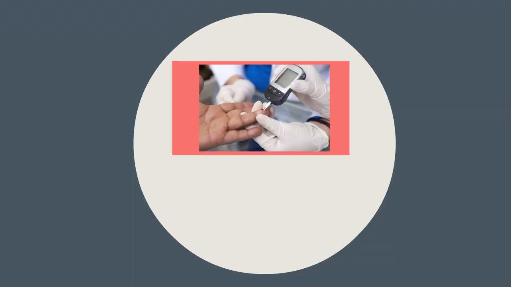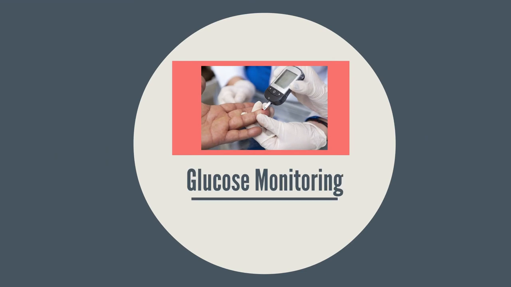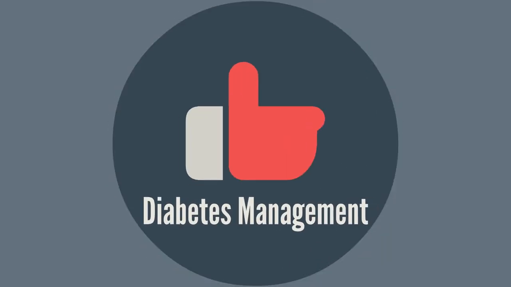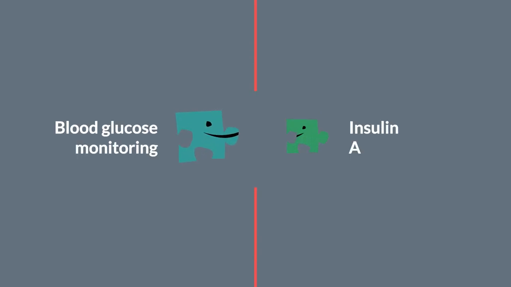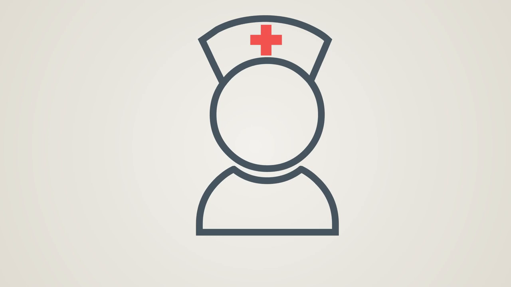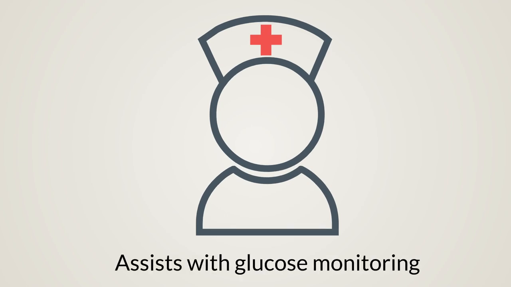Individuals with diabetes frequently have their blood glucose monitored with a point-of-care measuring device. Being able to frequently monitor blood glucose levels is an important tool in diabetes management. Blood glucose monitoring, along with insulin administration, can be accomplished independently by the individual through self-monitoring or with assistance. In assisted monitoring and administration, another person assists with or performs the glucose monitoring and insulin administration for the individual.